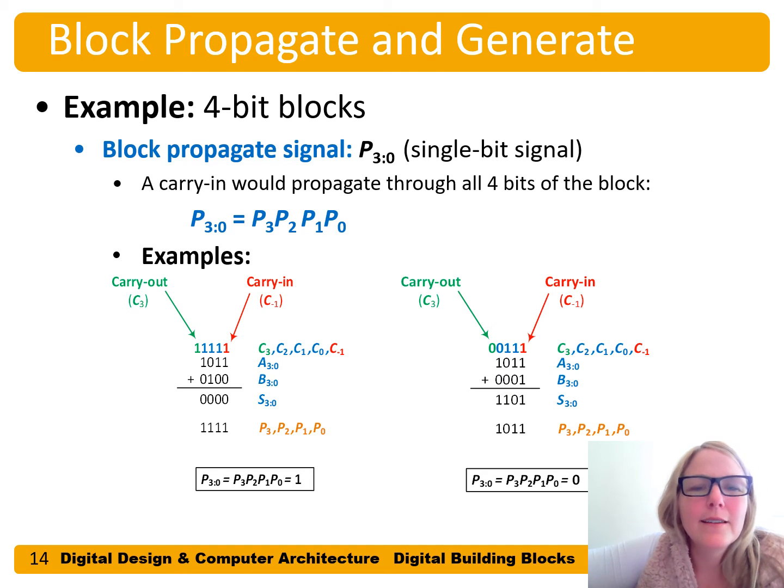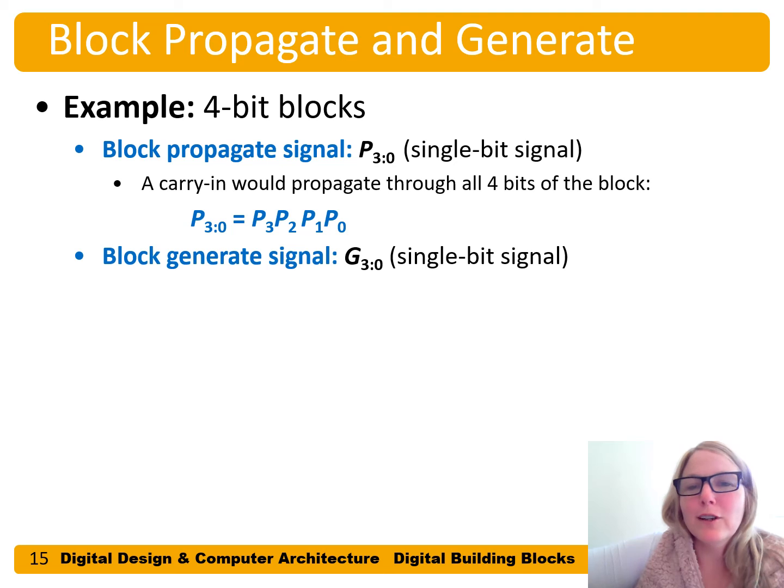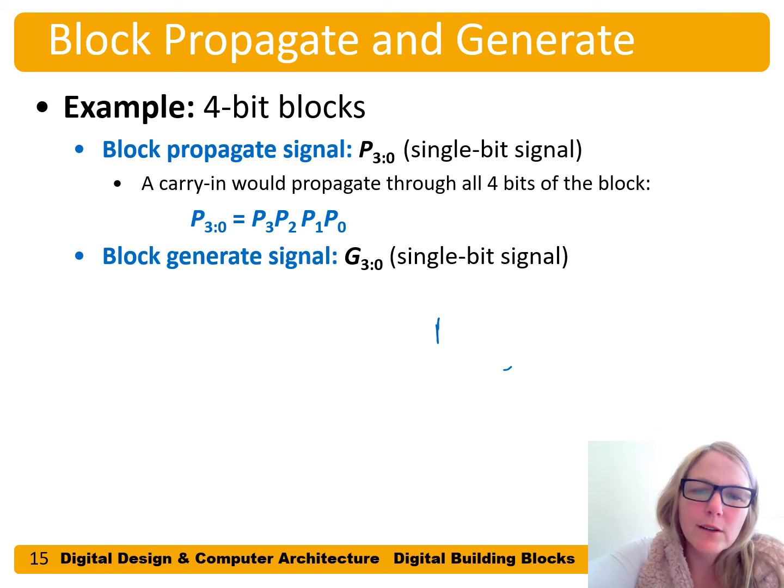Okay, so block generate signals. Now, independent of a carry in coming into our block, we want to know, does this entire block generate a carry out in and of itself? So let's see some examples. Well, how could it generate a carry out independent of what the carry in is to that block? Well, this most significant column, this is column number 3. Here are our column numbers.